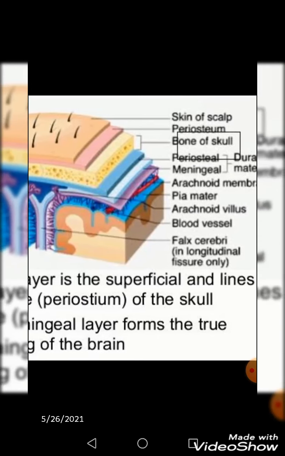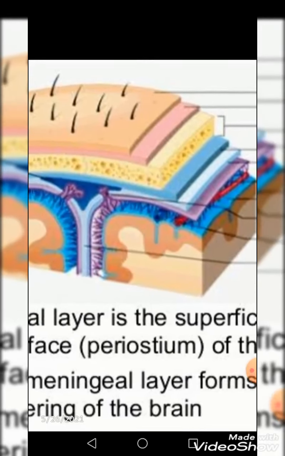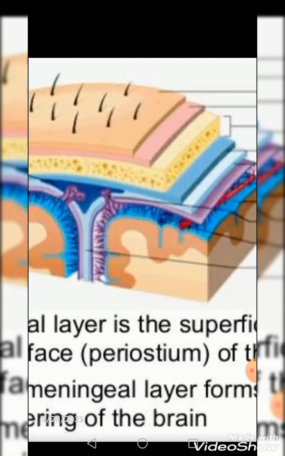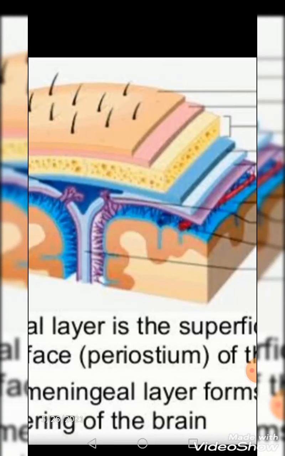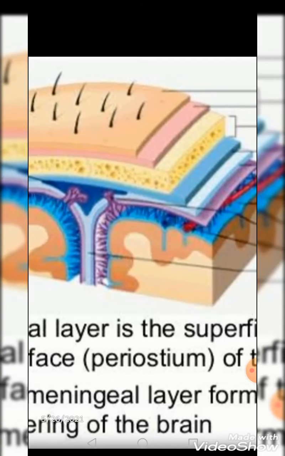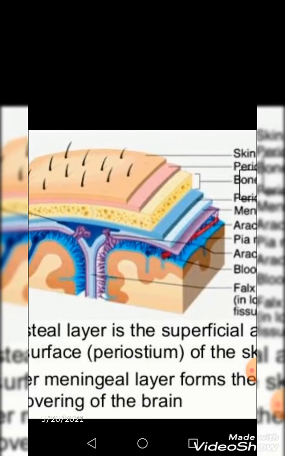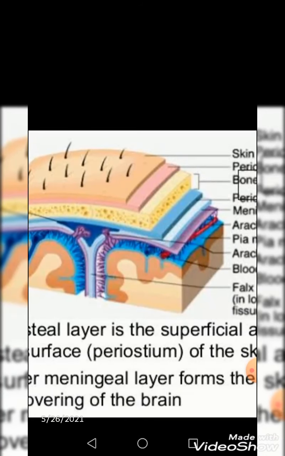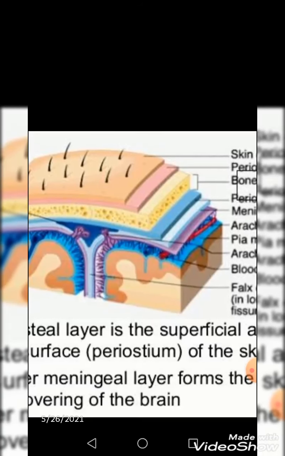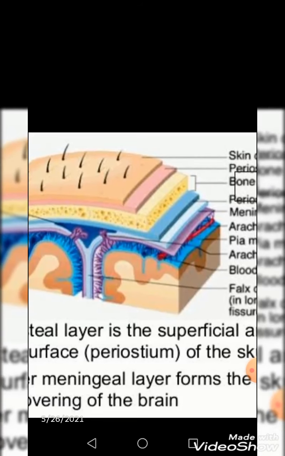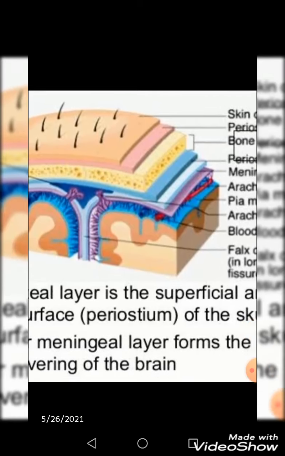And what else you can see here, that the two layers of dura mater enclose venous sinuses. Here you can visualize the superior sagittal sinus, right? And the dura mater word means the tough mother. So we expect that it consists of dense fibroelastic connective tissue, right?